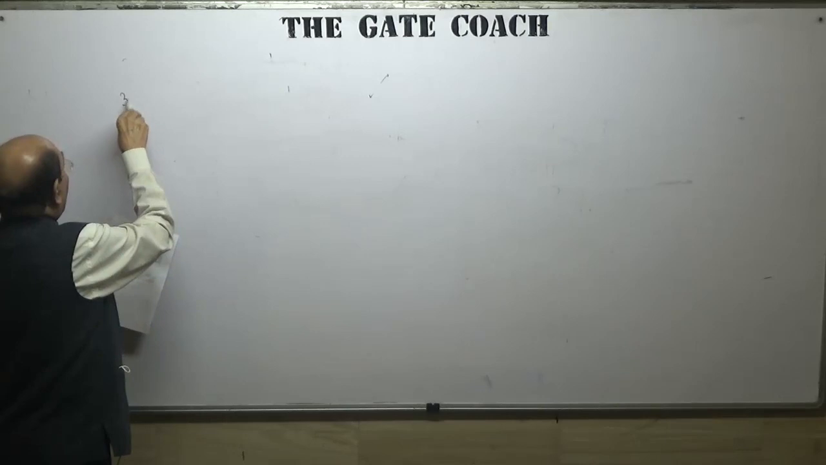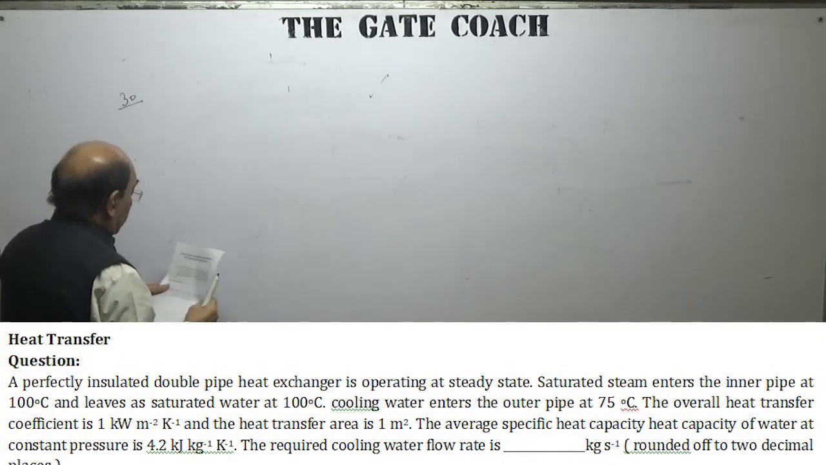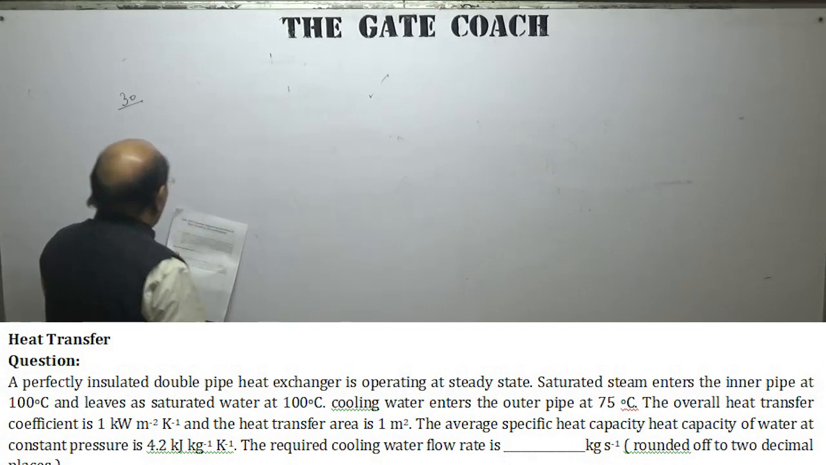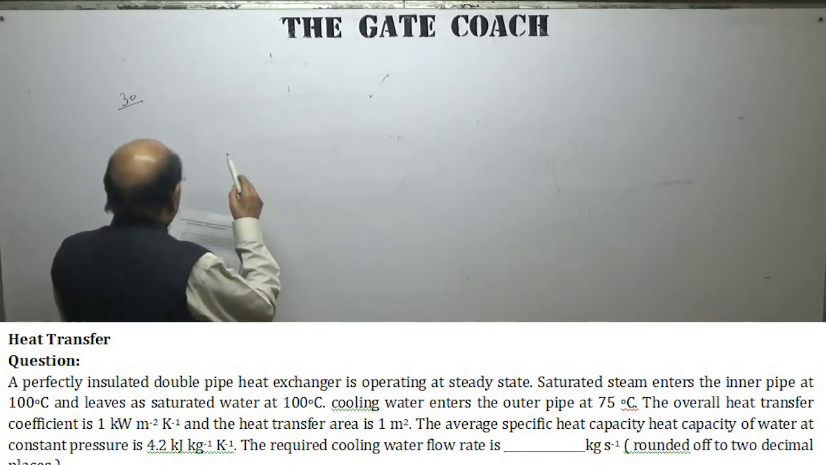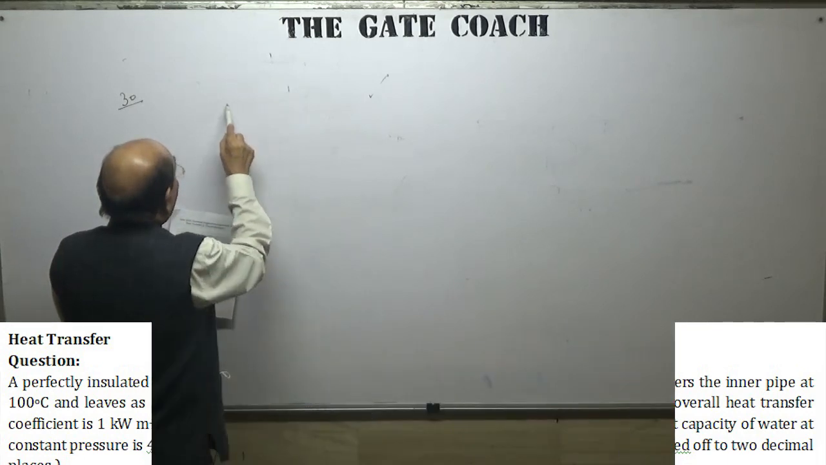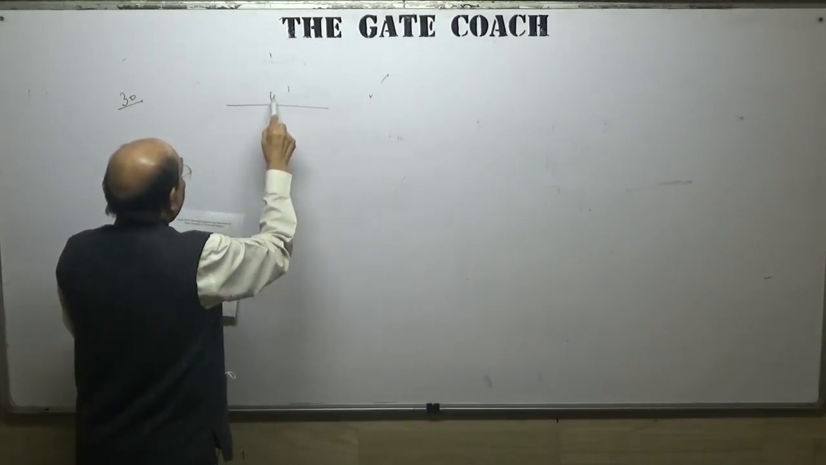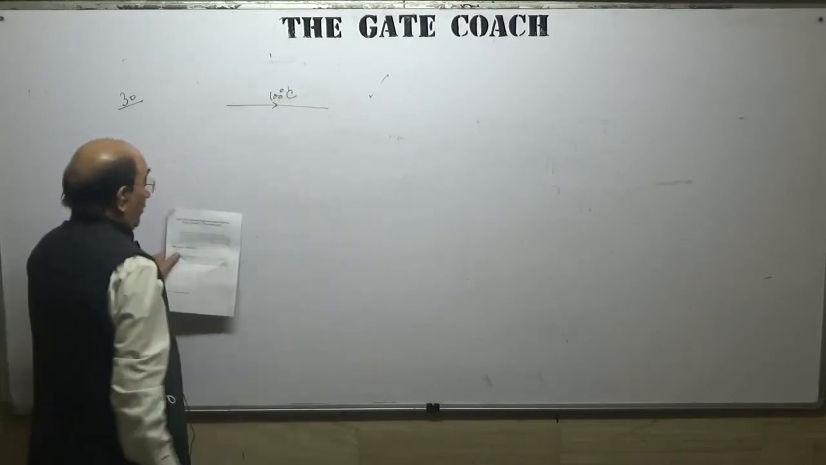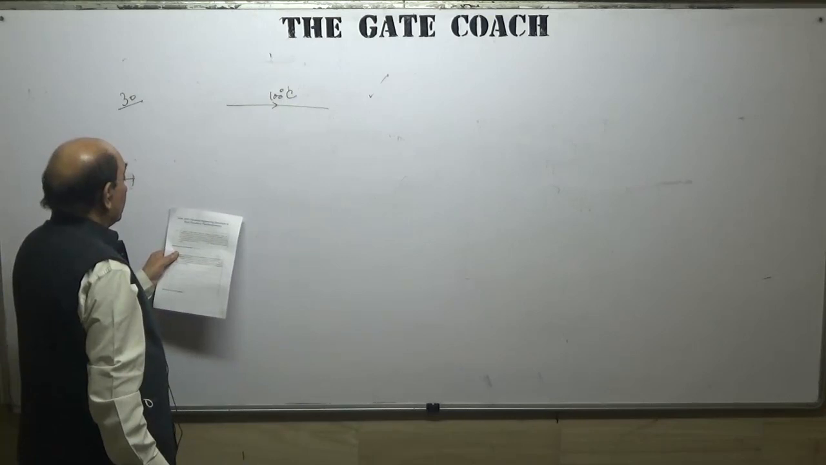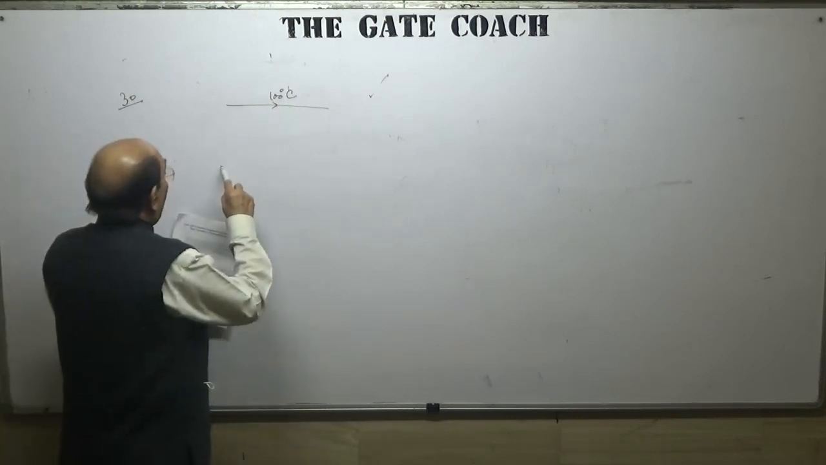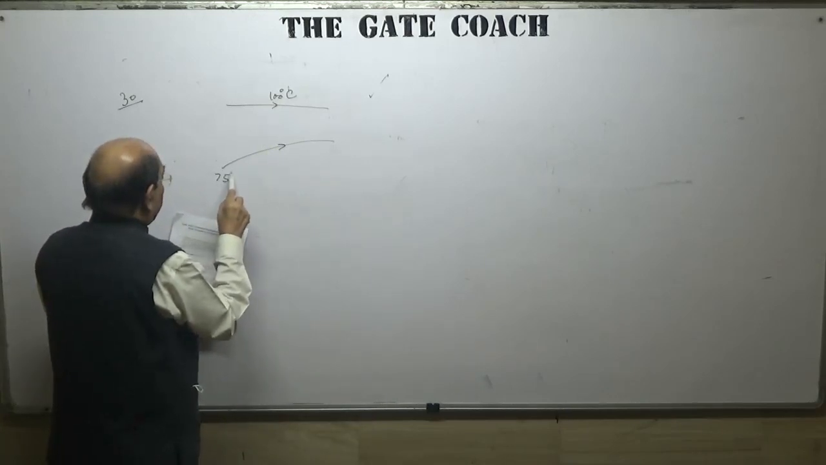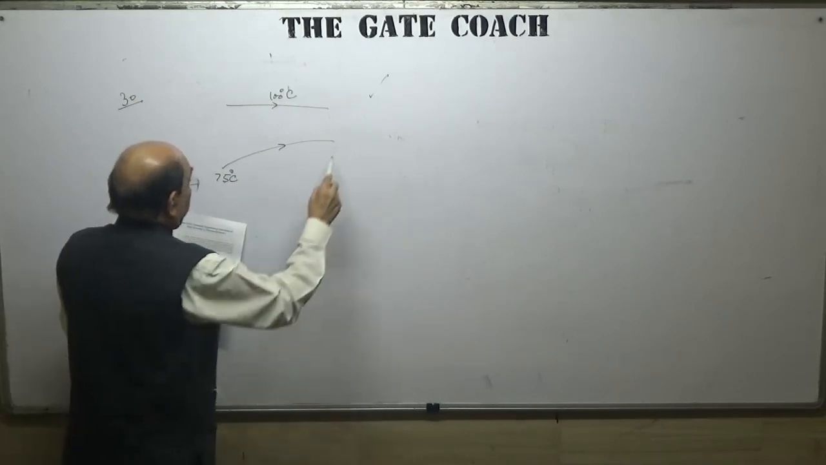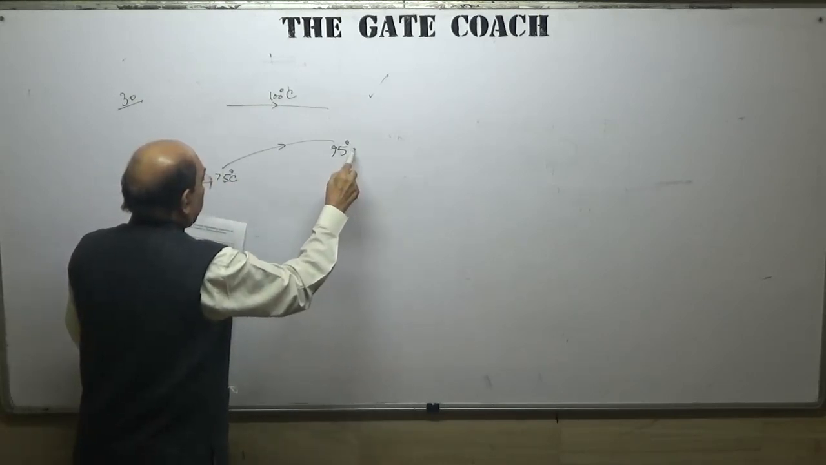Question number 30. There is a double pipe heat exchanger. Saturated steam is being condensed at a temperature of 100 degrees centigrade, and water enters at 75 degrees centigrade and exits at 95 degrees centigrade.